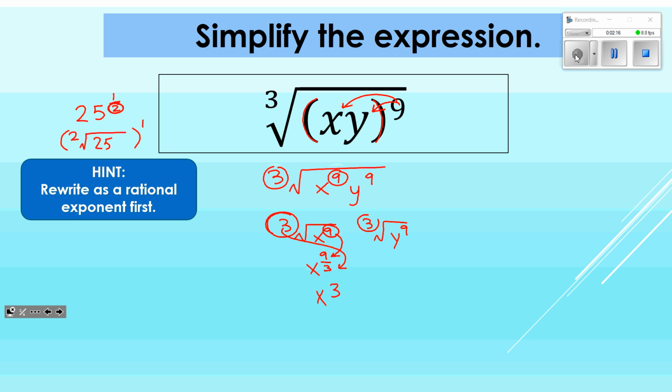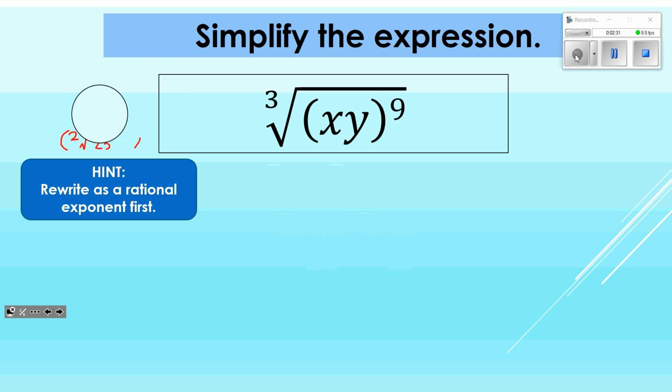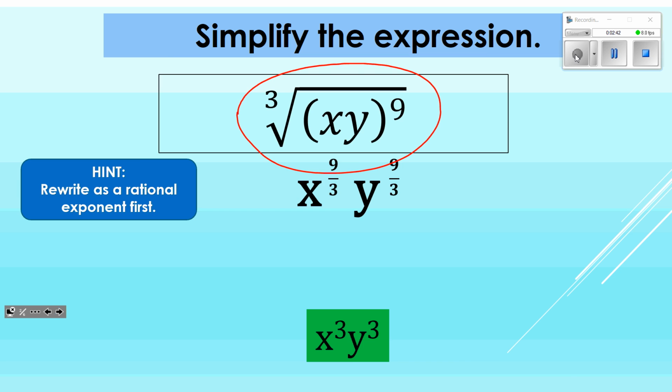Same thing with the y. This is the root. This is the numerator. So we have y raised to the 9/3 power. 9 divided by 3 is 3. So we have x cubed, y cubed. So we're kind of going reverse from what we did yesterday. Today we're starting with it written with the radical sign. And yesterday we started with an exponent and changed it into that.